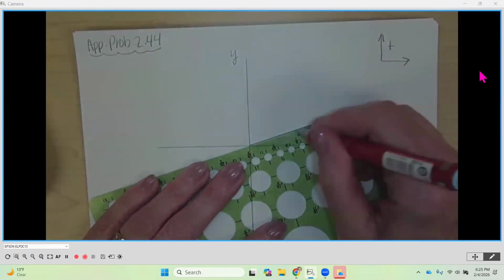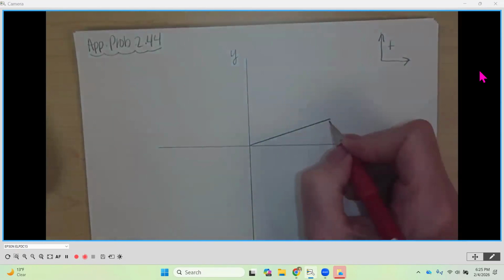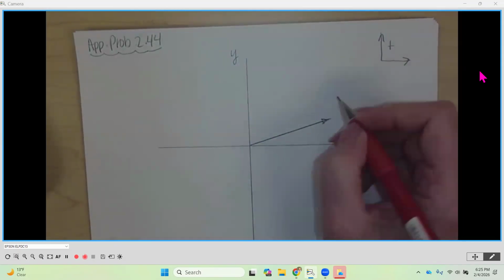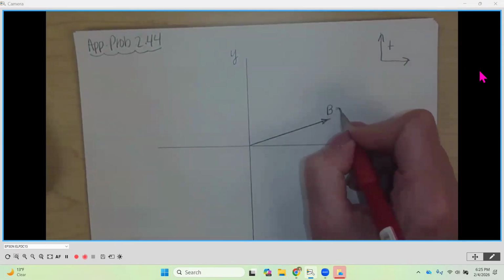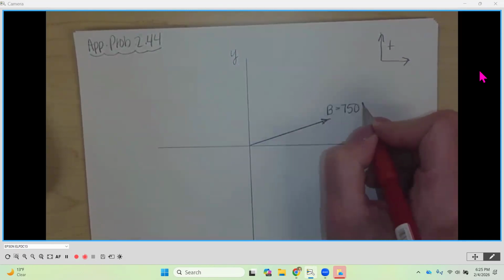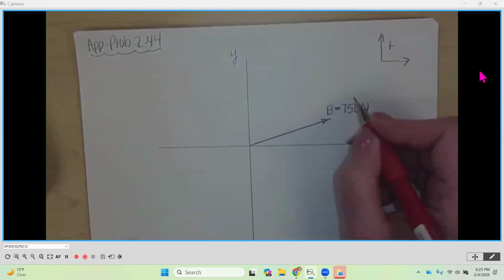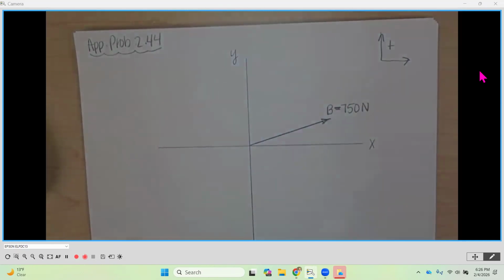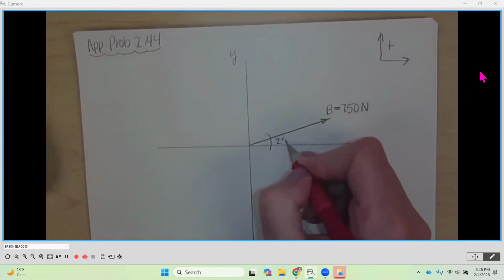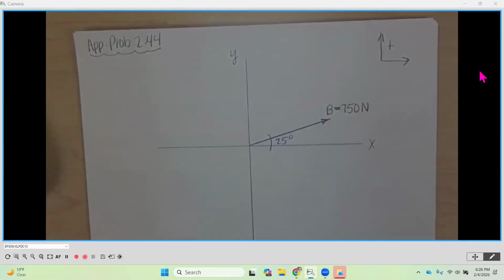All right. So our first one here, this is going to be our BC going up and to the right. And remember, I'm going to call this B is equal to 750 newtons, just because B is that variable that it goes to. And this is at a 25-degree angle.